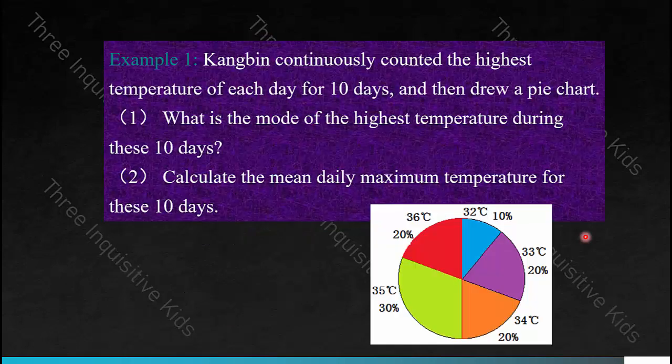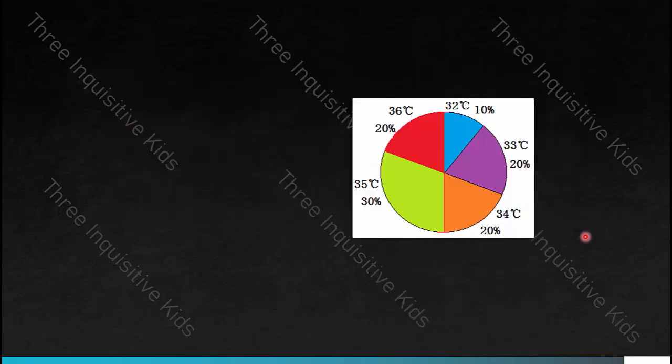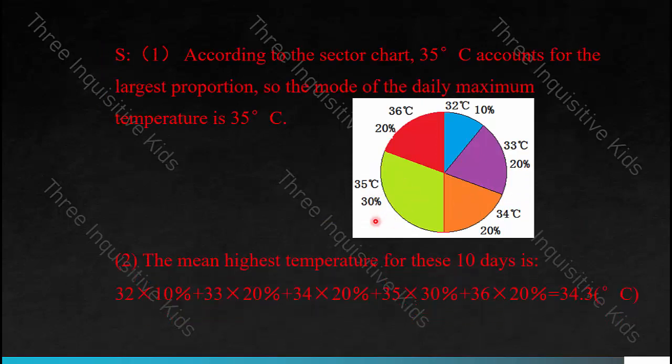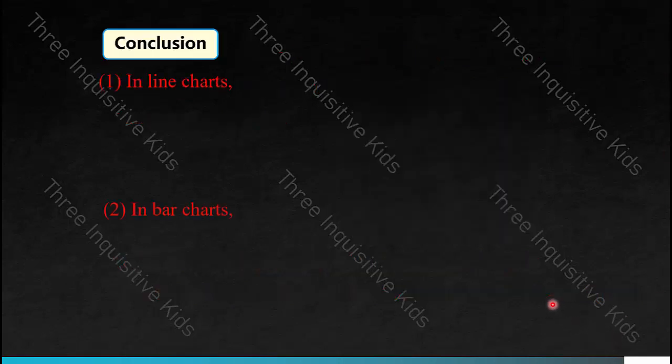Now I want you to get some practice. Condon continuously counted the highest temperature of each day for 10 days, and then drew a pie chart based off of that data. 1. What is the mode of highest temperature during these 10 days? And calculate the mean daily maximum temperature for these 10 days. So the mode is the sector with the largest area, which would be 35 degrees Celsius right here. And the mean would be you add all of these up and then divide it by the total 10 days, which you would get 34.3 degrees Celsius.